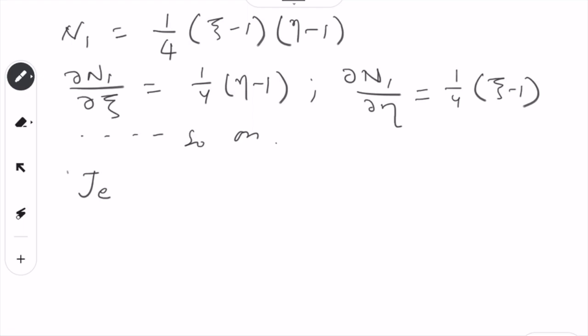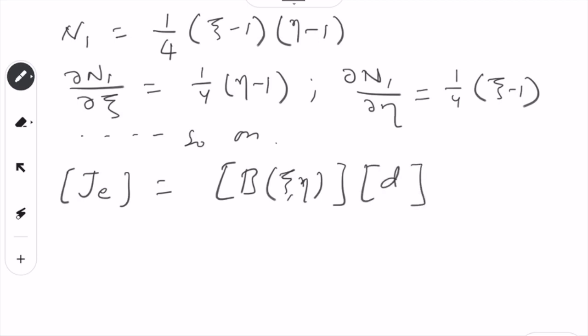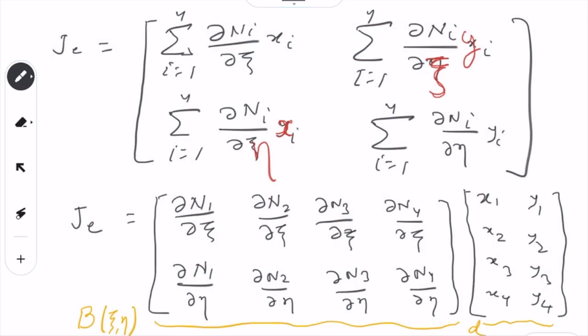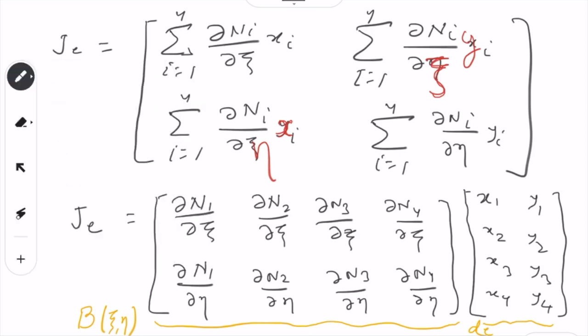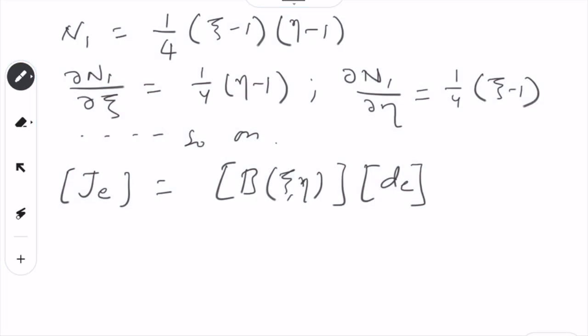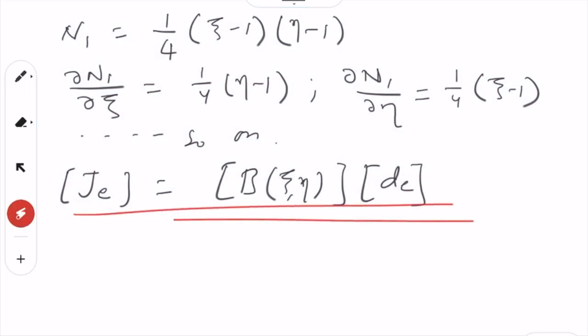So this is a matrix. We can also write it as a B matrix. So B in terms of xi eta, and then we have the D matrix. You can say D E, for the element coordinate. Element coordinates are stored there. So D E like this. So this is how we get J.